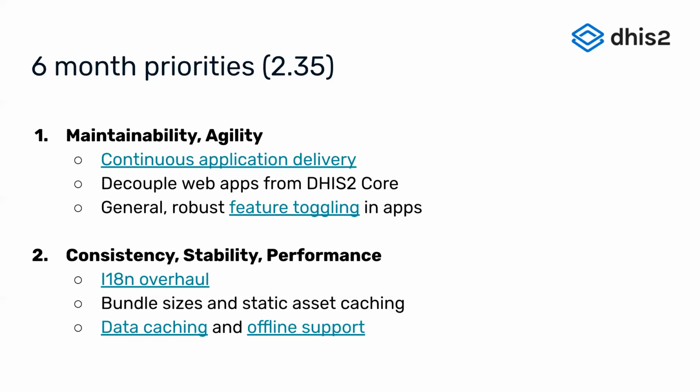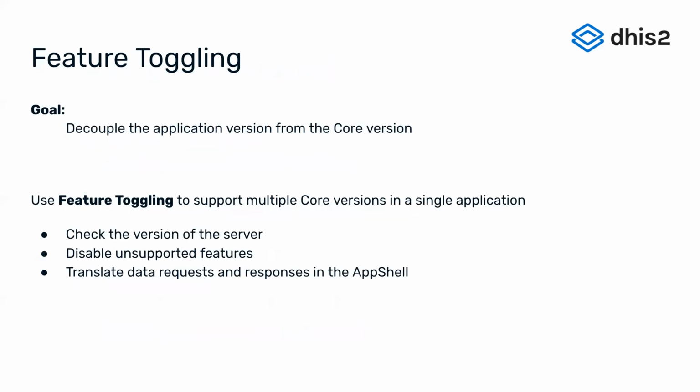And then the second set of priorities for the 235 release are consistency in our internationalization, reducing of bundle sizes and static asset caching, and data caching and offline support for our application, which is going to be a really big addition to the application platform to enable caching and offline support natively without any changes to the applications themselves.